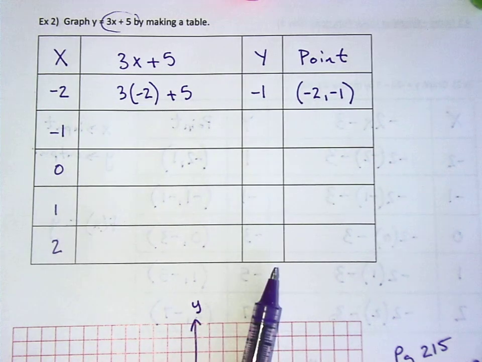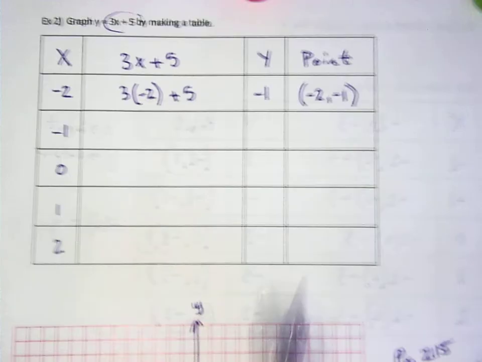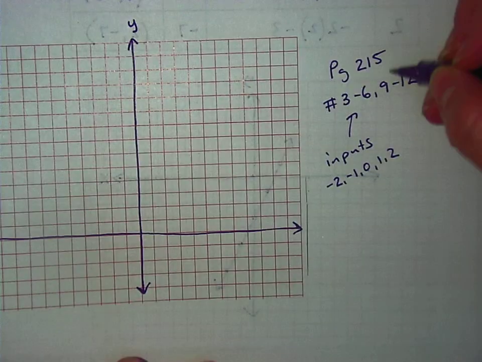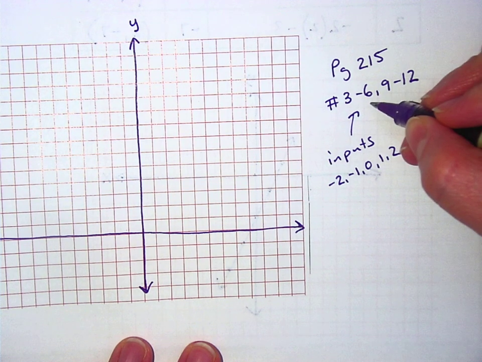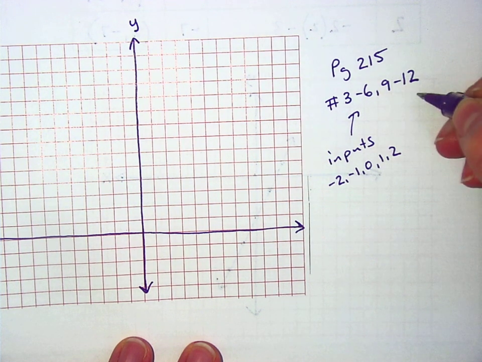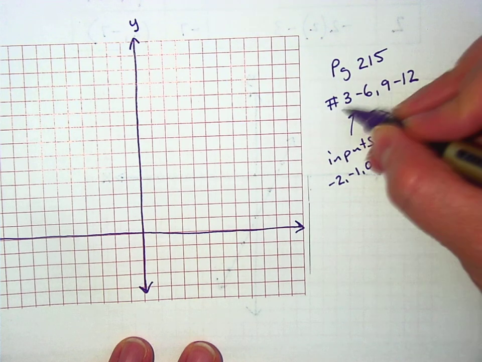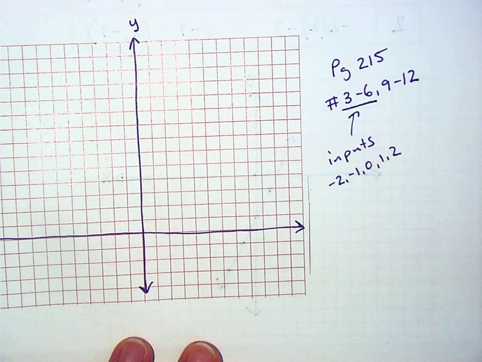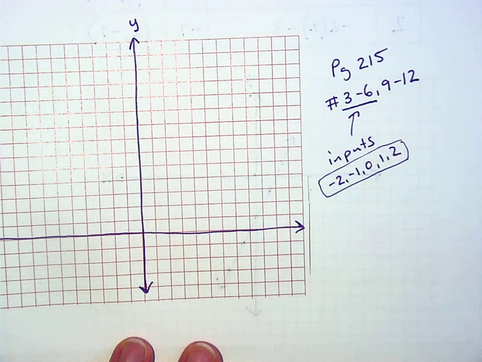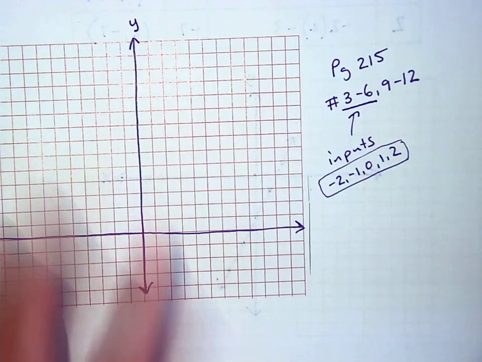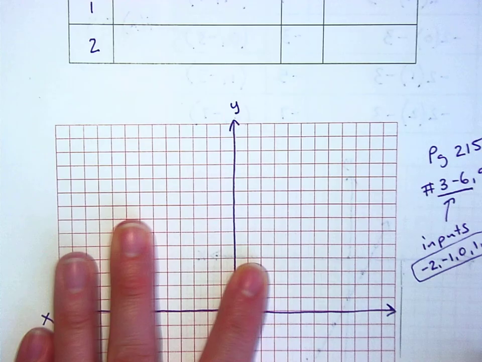Okay. All right. Now, before we get going on this, everybody write this down, please. Page 215. Numbers 3 through 6. And 9 through 12. But you can only do the 3 through 6 part right now, because tomorrow we're going to do the second half of the lesson, okay? And this whole thing's due Thursday, so you got a while. I'm just saying if you want to get started. Also, the inputs, just like in this, are going to be -2 to 2. All right. So I'm ready when you guys are.